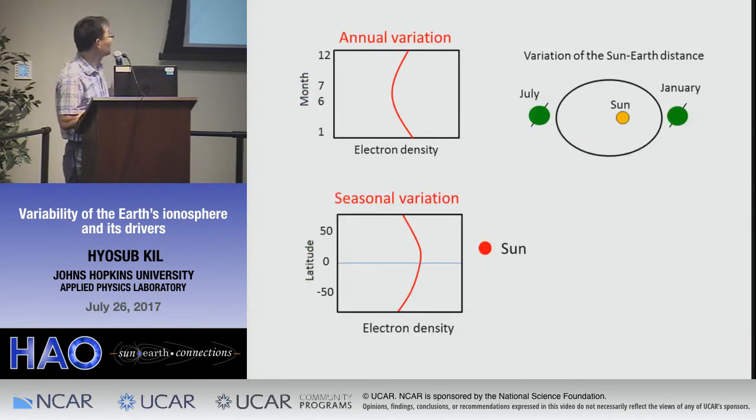And the Sun-Earth distance varies. So you expect that when the Sun-Earth distance is the farthest, the plasma density may be smaller compared to the season when the Sun-Earth distance is smallest. And also you can expect latitudinal variation. When the sun is in the northern hemisphere summer, the plasma density may be higher than in the southern, or winter, hemisphere.